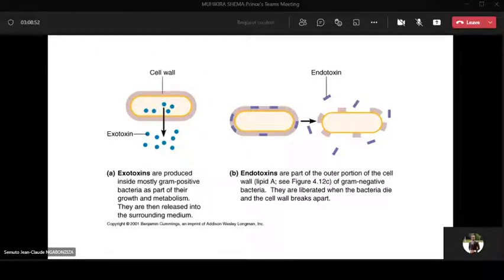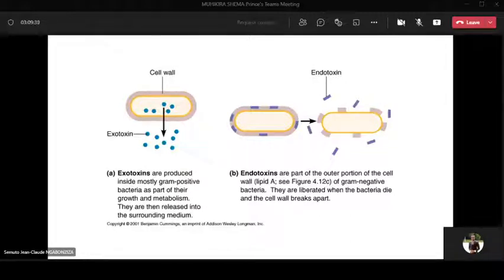Normally, exotoxins are excreted from the cell. They are produced inside mostly gram-positive bacteria as part of their growth and metabolism, and they are then released into the surrounding area. So they can diffuse systemically, by blood, all over the body. This is the case of Corynebacterium diphtheriae, Clostridium tetani, and Clostridium botulinum.